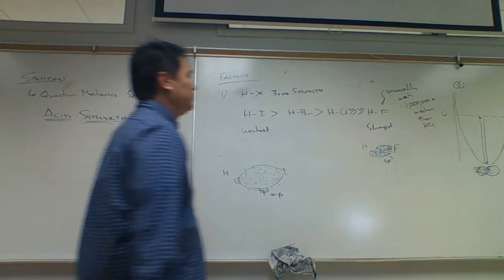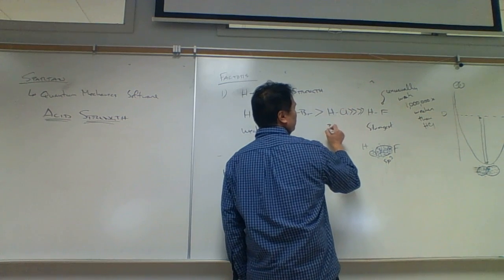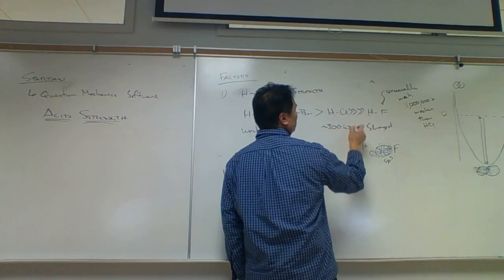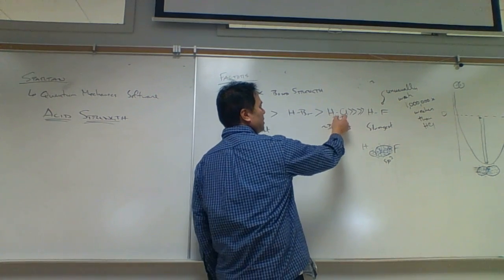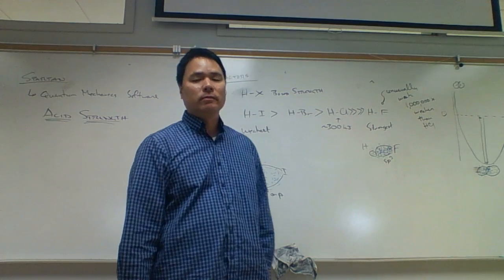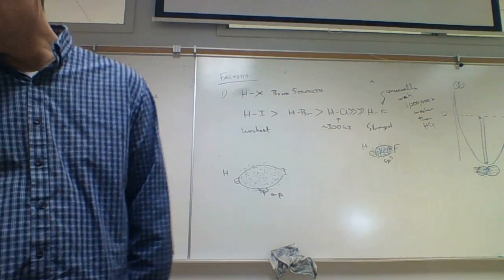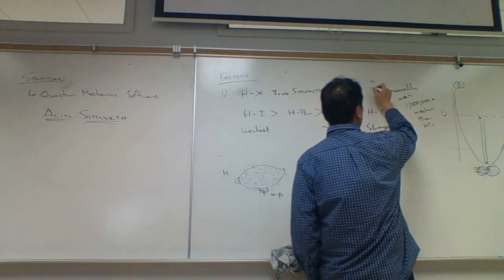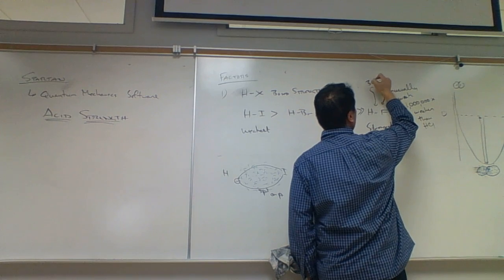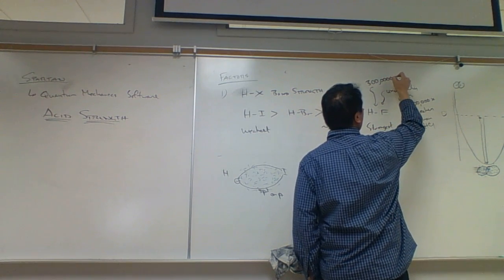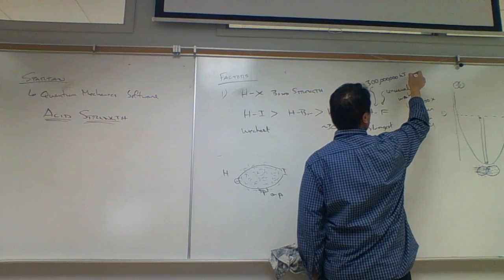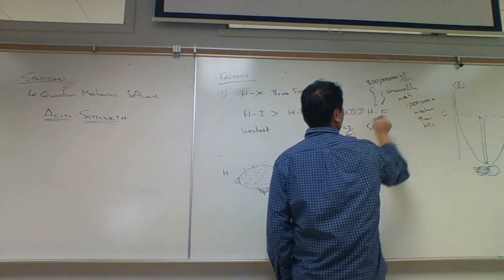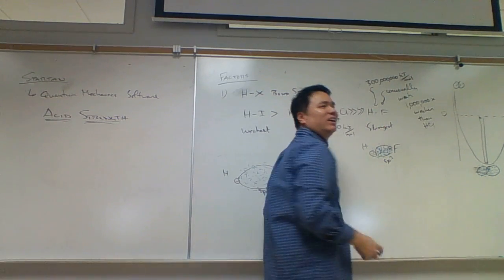And so the bond energy for HCl is 300 to 400 kilojoules per mole. And so let's just say around 300 kilojoules per mole. That's the bond energy for HCl, you know, how much energy we would have to input to break that bond. Does that mean the bond energy for HF must be 300 million kilojoules per mole?